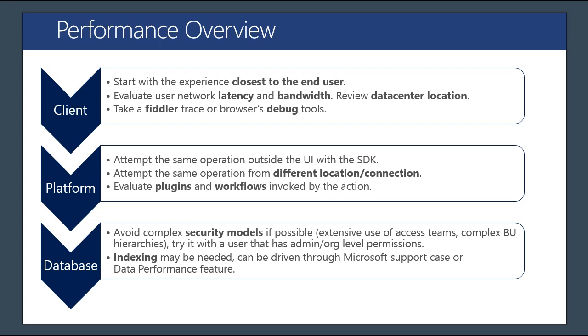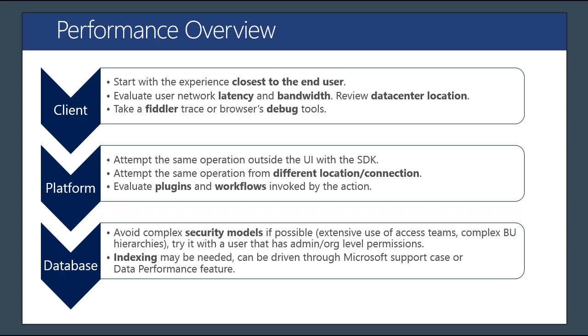The second step of optimization would focus on the platform. So if a user is, let's say, trying to create a case, is the operation from the web interface or from the mobile app taking the same amount of time as when you're trying to do it through the SDK or through an API call? How much time is actually taken by the platform to perform that specific operation? Analyzing things from both perspectives, from an end user UI perspective and from a platform perspective, can give you a good idea of where the issue is.